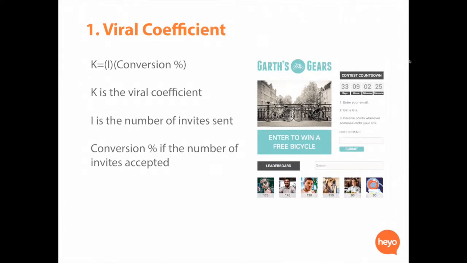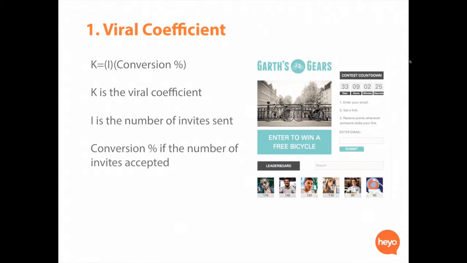Oh, okay. Okay, so did you get that equation down? K equals I times conversion rate. Yes, I actually took a screenshot of it. Beautiful. Okay, so Mary, let me walk you through kind of what this means, all right? So K is the viral coefficient, okay? I is the number of invites sent, okay? And conversion percentage is the percentage of the invites that are accepted.